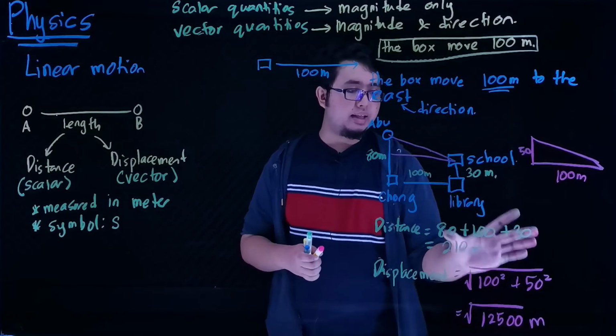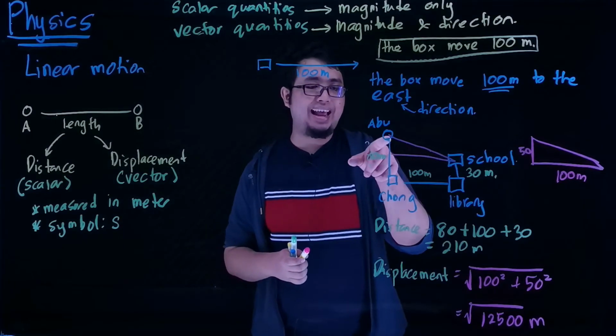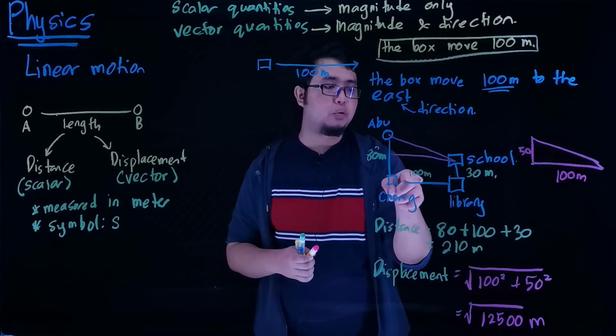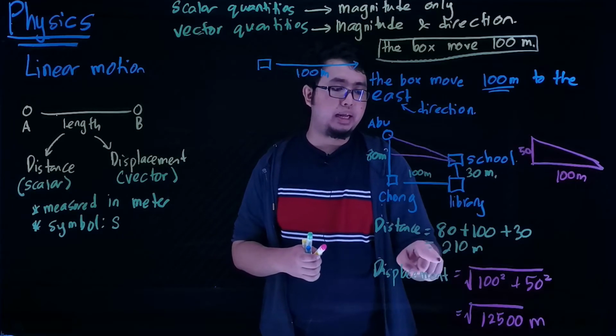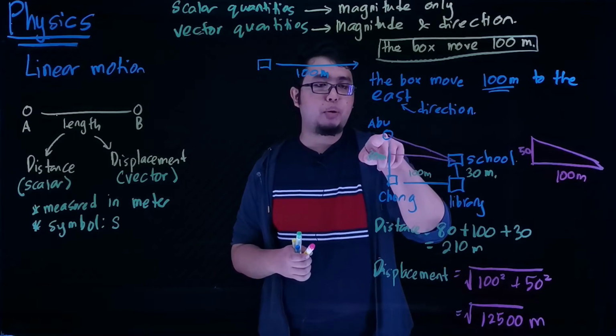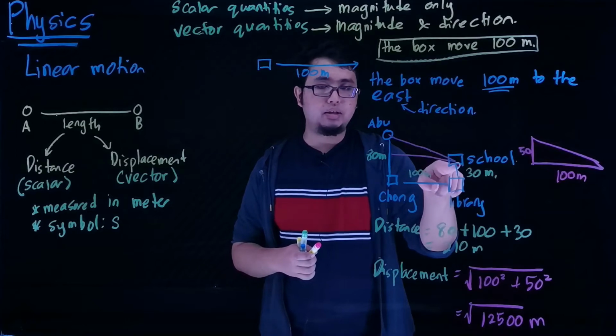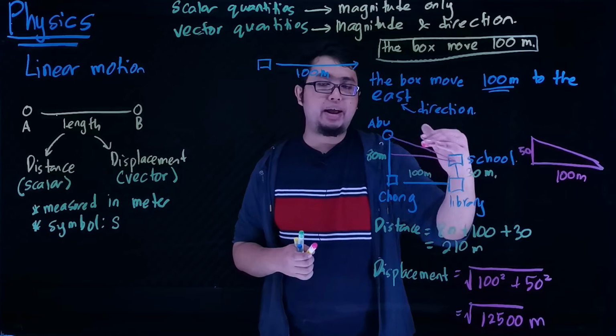So the difference between distance and displacement is that distance is the exact path. Each path that you take, you include in your calculation, and when you total up, you get your distance. For displacement, it is the straight path from one point to the next point. And of course, for displacement, we're going to have a direction.